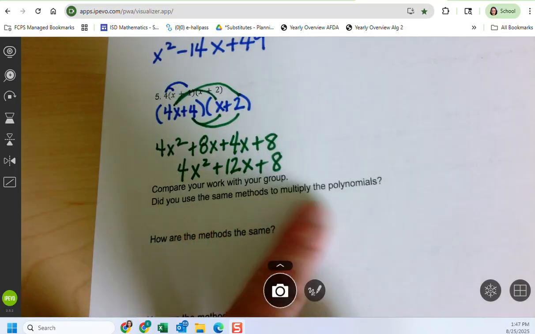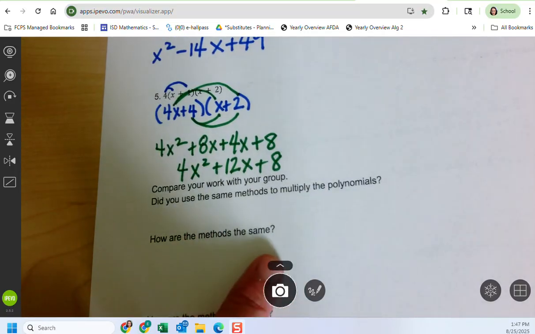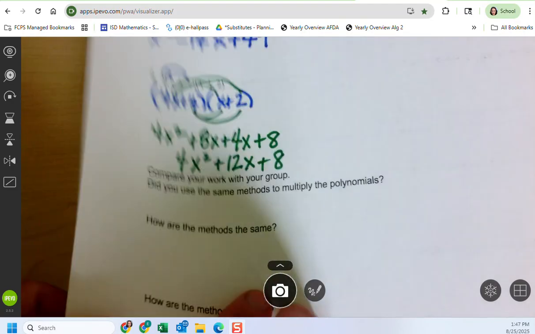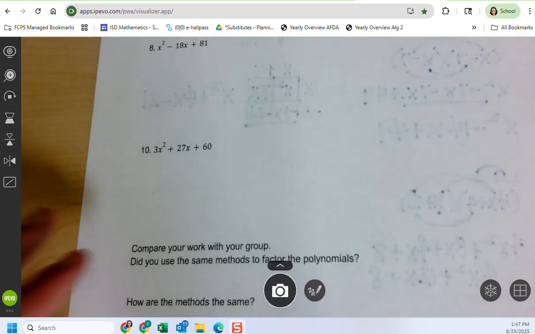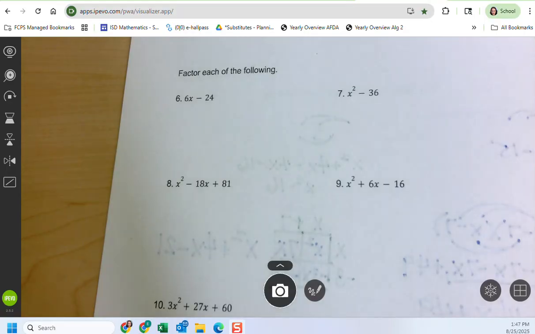Most of you guys said you use the same methods, so then they're just completely the same. Let's go to the back. Yep, on the back.